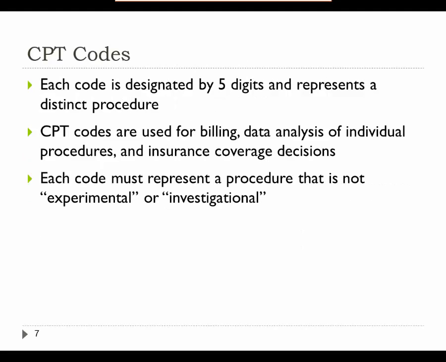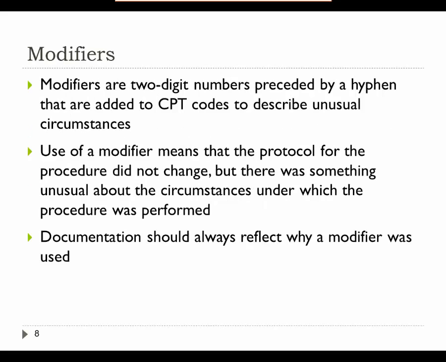CPT codes have 5 digits, such as 92507 or 92557, and each code represents a distinct procedure or service. CPT codes are used for billing, data analysis, and insurance coverage and payment. A CPT code cannot represent an experimental or investigational procedure, and the procedure must be based on published U.S. research and be widely used. There must also be approval by the U.S. Food and Drug Administration if a device is part of the procedure.